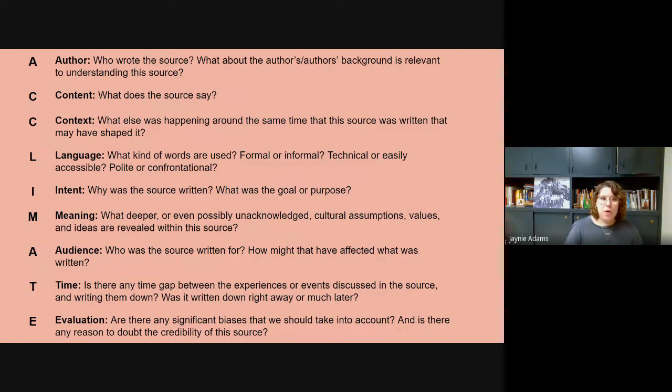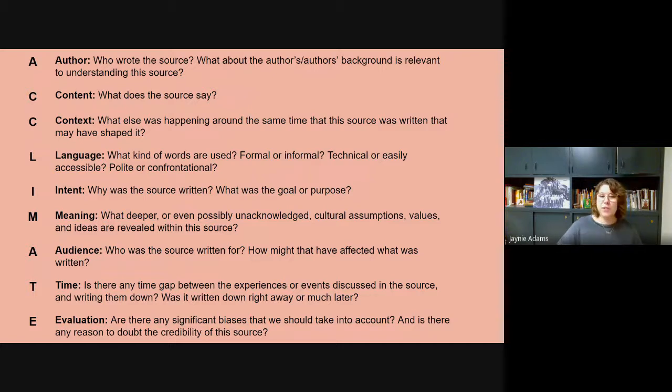Meaning: what deeper or possibly even unacknowledged cultural assumptions, values, and ideas are revealed within the source? That one's going to require you to really lean hard on your context and understand the context in which your source was created. Then you can understand the meaning. You'll be looking for things like stereotypes. You'll be looking for things like bias. You'll be looking for specific words that are used to describe certain groups of people or certain individuals. Those are all related to that meaning question.